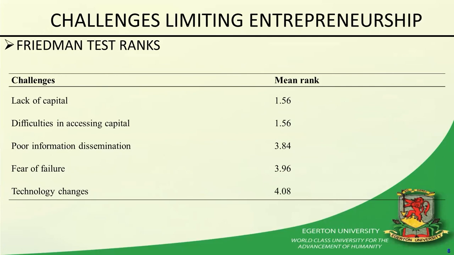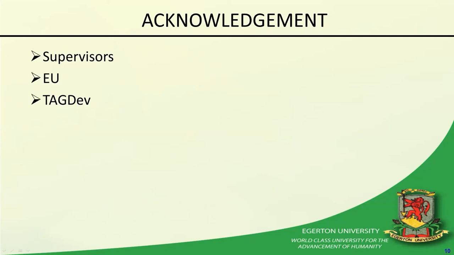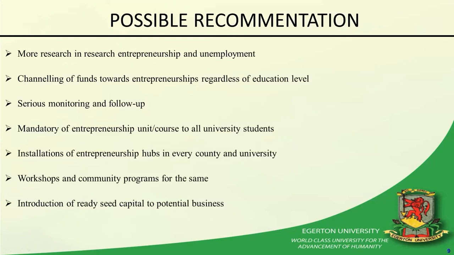Then possible recommendations: more research in entrepreneurship and unemployment, channeling of funds towards entrepreneurship regardless of education level, serious monitoring and follow-up, and a mandatory entrepreneurship unit or course for all university students so that when they finish, they will be at the same level in solving unemployment. Installation of entrepreneurship hubs in every county or university, workshops and community programs for the same, and introduction of ready seed capital to potential businesses.